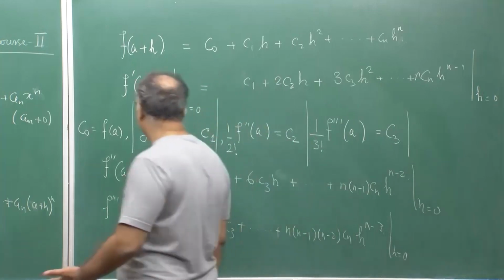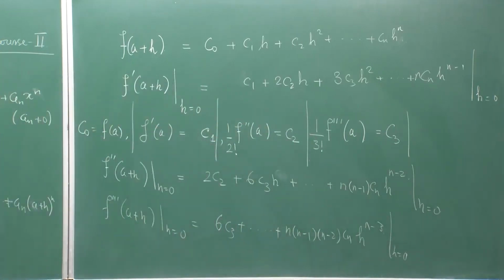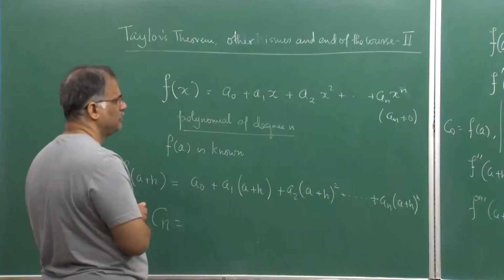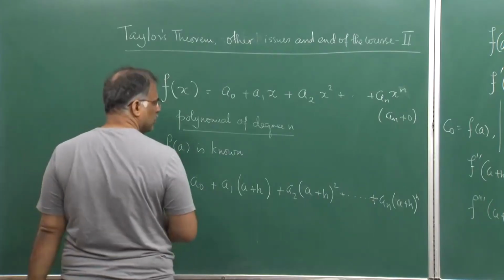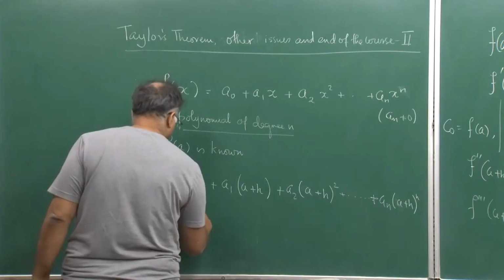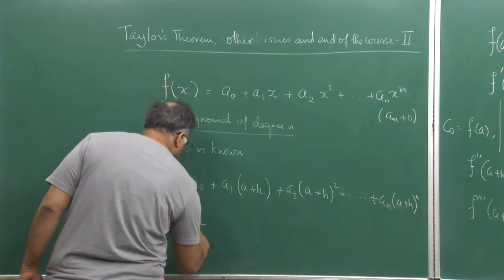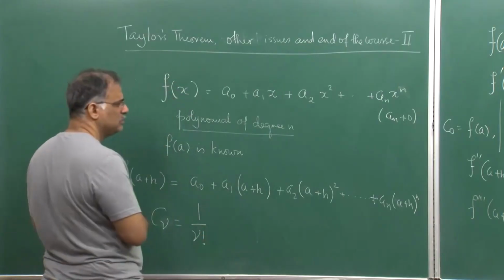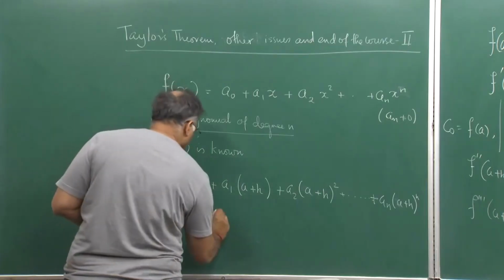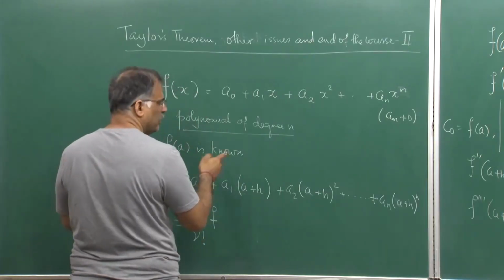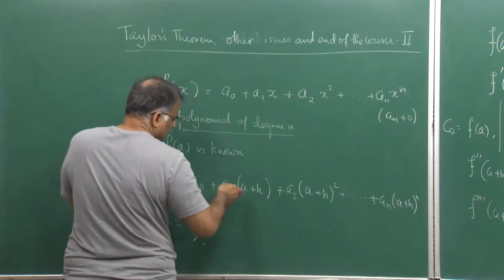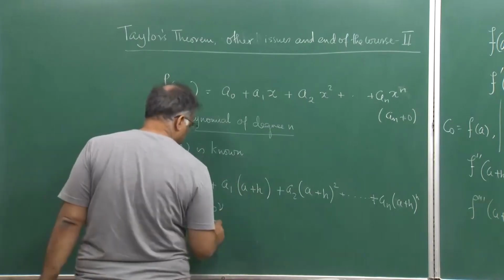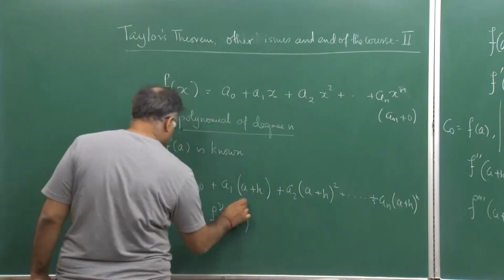So, what is the general form of this C0, C1? In the general case, on any C nu, say, C nu is 1 by nu factorial f nu. I am not writing dash dash dash, f nu means the number of times it is differentiable at a.